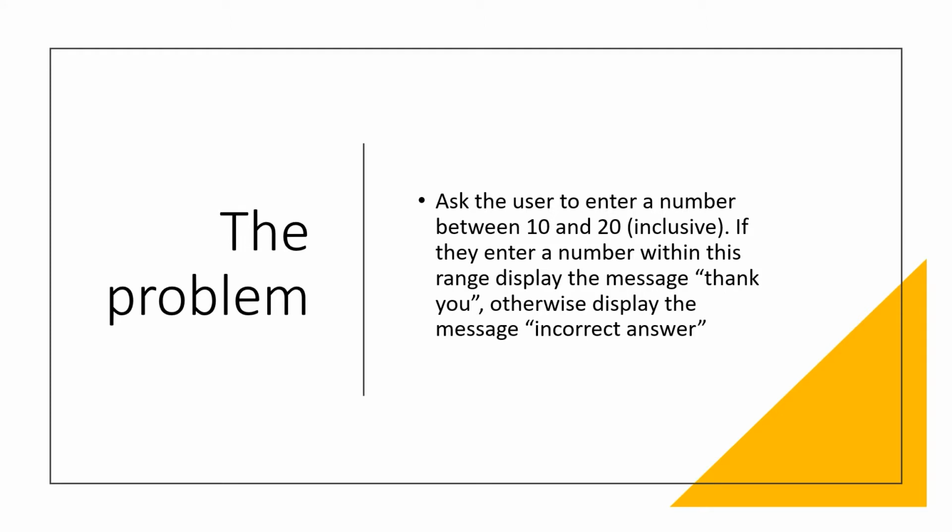So again, we'll just highlight the keywords. We're asking the user, so we know there's an input. We know we're dealing with a number or an integer. This one has to be between 10 and 20. So we're dealing with a range of numbers here instead of just above or below one number. Another if statement, and again we have to display a message at the end.